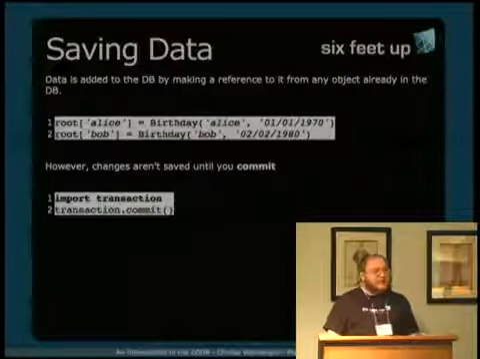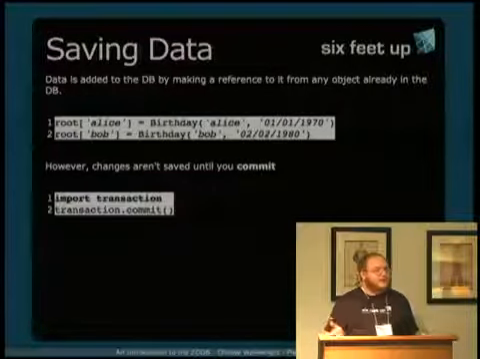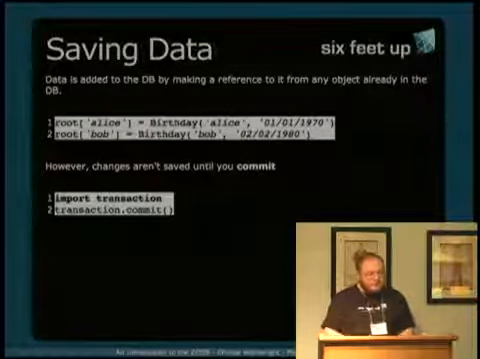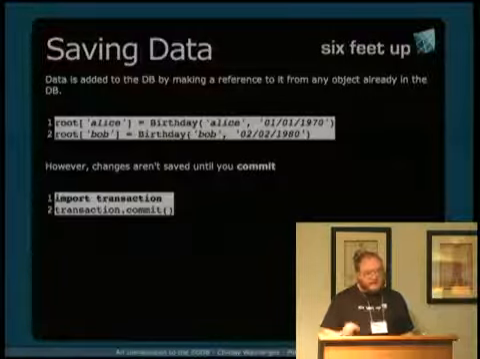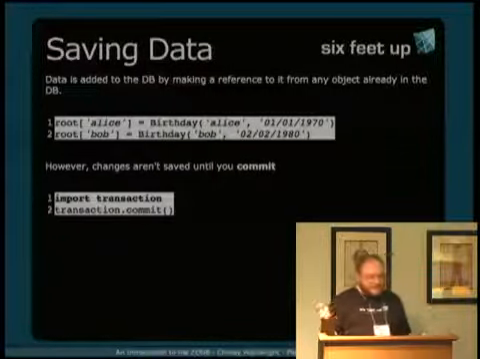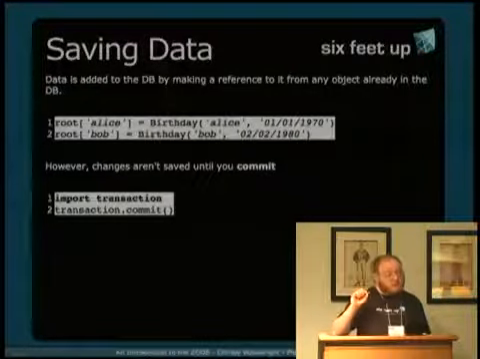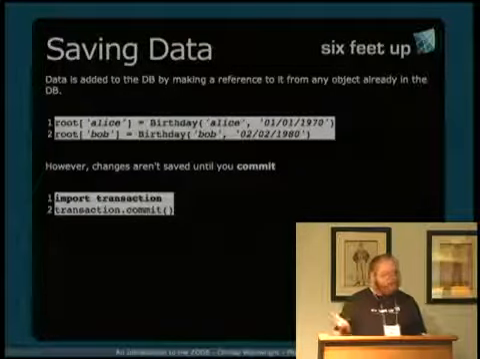So now that we've got a handle to our database, we're going to want to save some data. The way that you add data to the database is making a reference to an object from an already persisted object. So here we're associating 2 Birthday objects with our root. We're taking the Alice key and pointing it to a Birthday instance, the Bob key and pointing it to another Birthday instance. So in memory, the root has these 2 items and it looks like a dictionary.